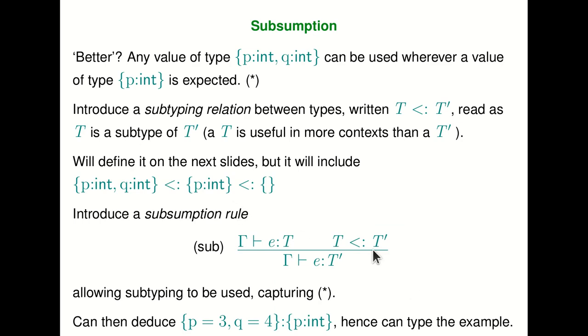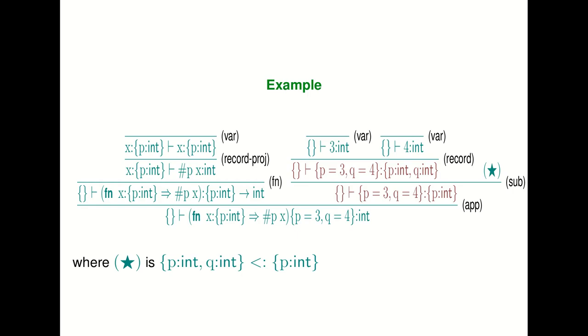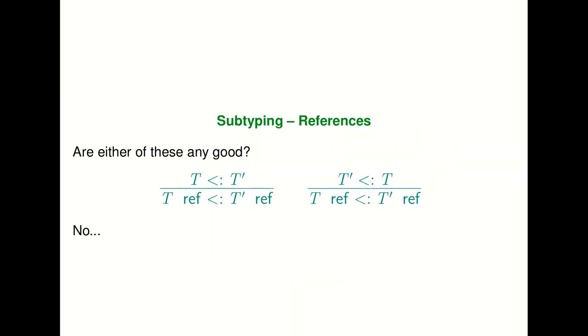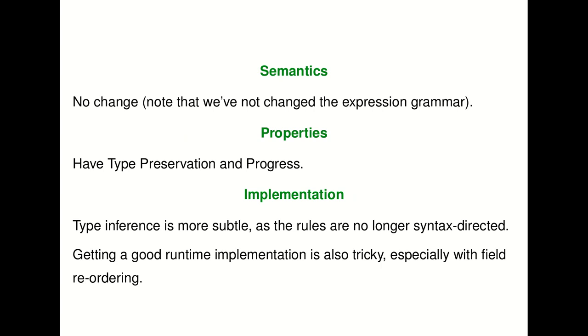this subsumption rule, typing rules are no longer syntax directed. So we have E in the conclusion and we have exactly the same E in the premise. And as a result, you can't prove things about systems with subtyping by a straightforward structural induction on the syntax. You have to look at the typing derivations. And so that sort of restricts how you can prove things, but type preservation and progress will still go through.